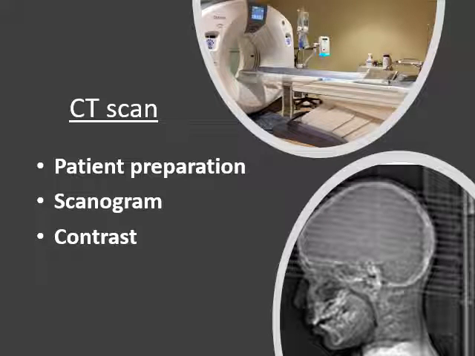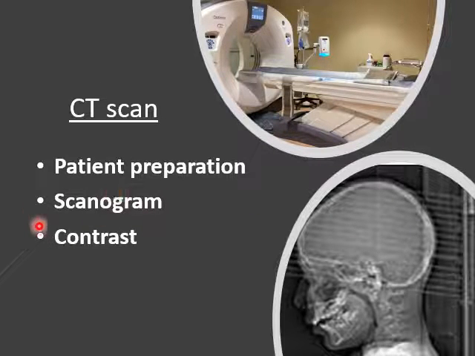We will start with the CT scan of the brain. As regards the patient's preparation before doing the CT scan, there is no special preparation, but in some cases we need the patient to be in a fasting state for about 5 hours before doing the CT scan. This applies in cases where the patient needs anesthesia, like in children or uncooperative patients, or the patient will take contrast media.